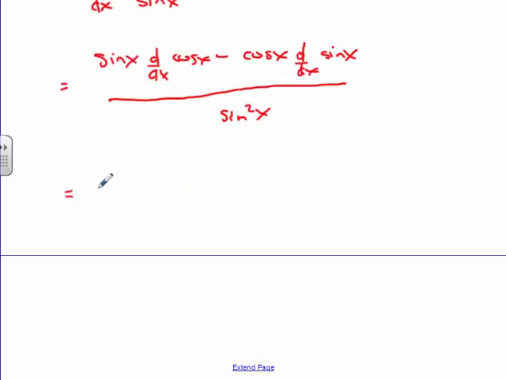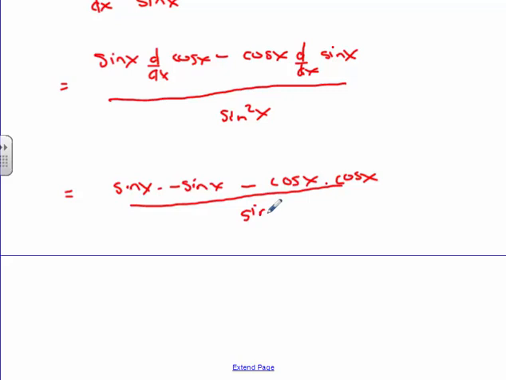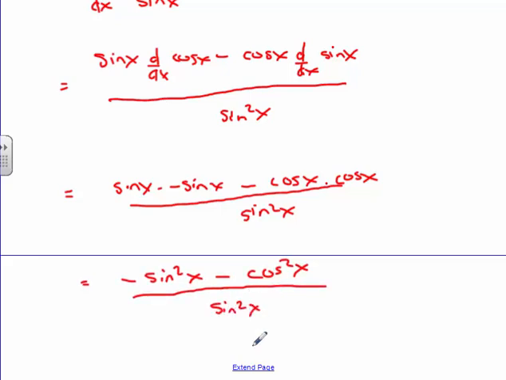Okay, so again, we know the derivatives for cosine and sine. Let's just plug them in. Sine will stay there. Derivative of cosine will be negative sine. And then cosine. Derivative of sine is now cosine. And this is all over sine squared. So what we're left with this time is negative sine squared x. Also subtract cosine squared x, and that's all over sine squared x.